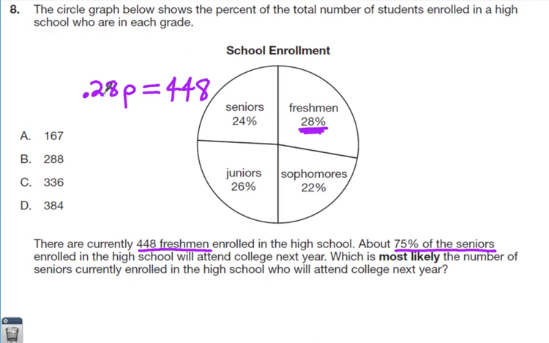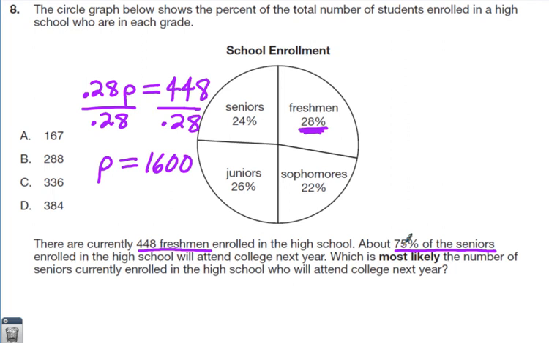So 0.28 times this giant number gives me 448. To solve for P, I divide by 0.28, which I will do on my calculator. 448 divided by 0.28 is 1,600. So the entire population is 1,600.